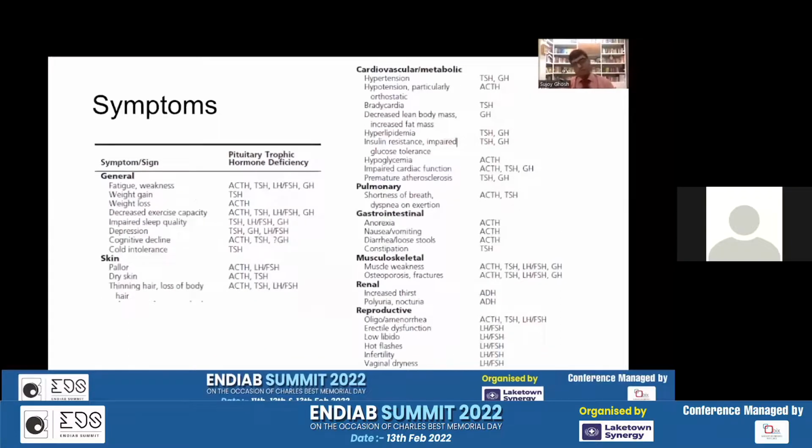And in terms of the symptoms, you could have certain generalized symptoms of the skin, and cardiovascular, pulmonary, gastrointestinal, muscular, renal, and reproductive symptoms. So it will all depend upon the permutation and combination of the pituitary trophic hormone deficiency that the individual actually has. So careful history taking is important, backed up by appropriate laboratory investigations.